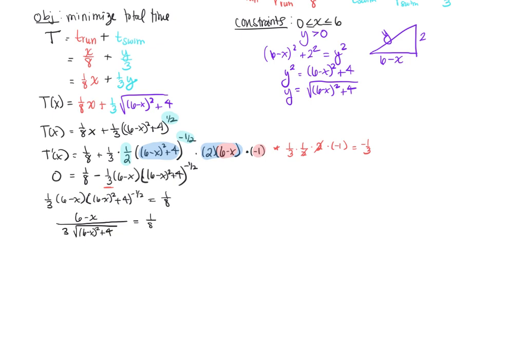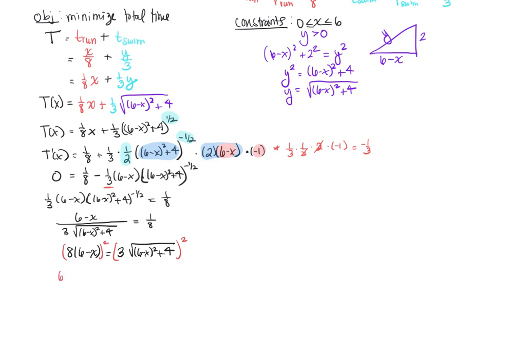And it equals 1/8. And this is where our handy-dandy cross multiplying comes in, where we have a fraction equal to a fraction, or a rational expression equal to a rational expression. So we do 8 times 6 minus x, and we do 1 times 3, which is just 3 roots of (6 minus x)² plus 4. And this is where we can now square both sides to get rid of the square root.